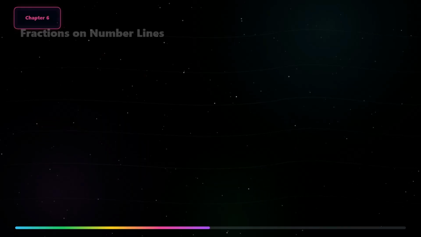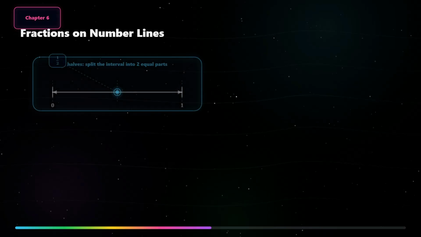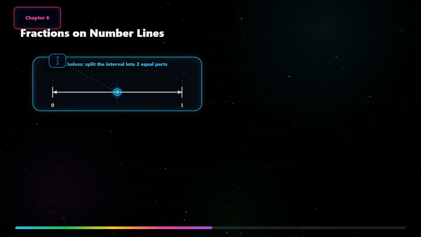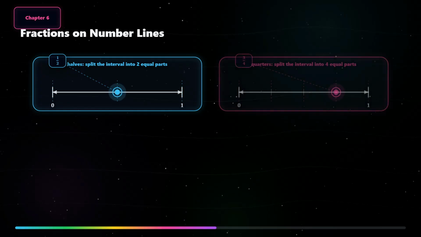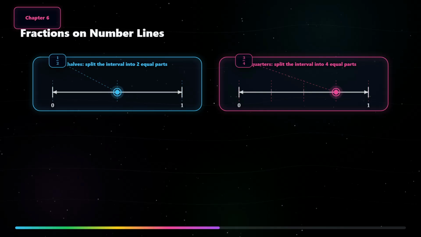Now, let's place a few fractions in a more practical way. 1/2 means the interval from 0 to 1 is split into 2 equal parts, and we count 1 jump. So 1/2 is exactly in the middle of 0 and 1. 3/4 means the interval from 0 to 1 is split into 4 equal parts, and we count 3 jumps. 1/4, 2/4, 3/4. That puts 3/4 closer to 1 than to 0.